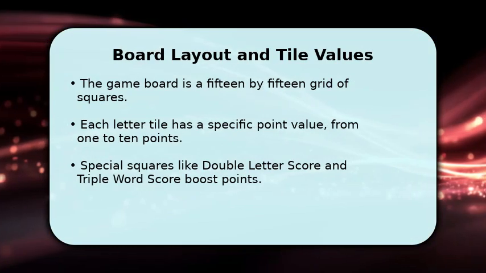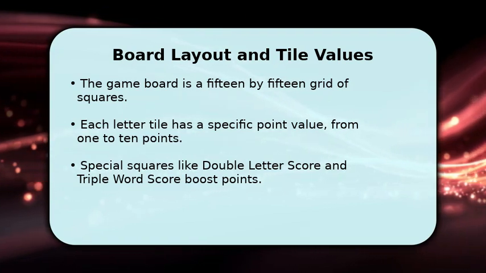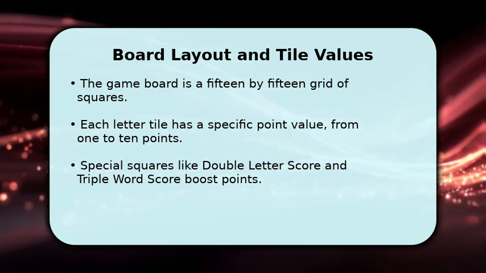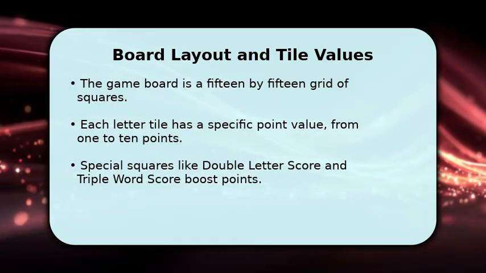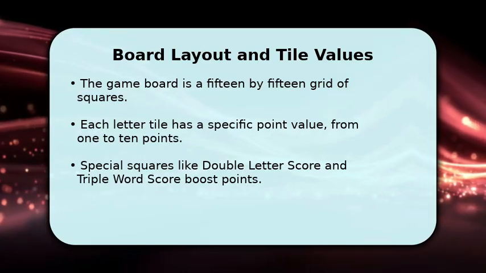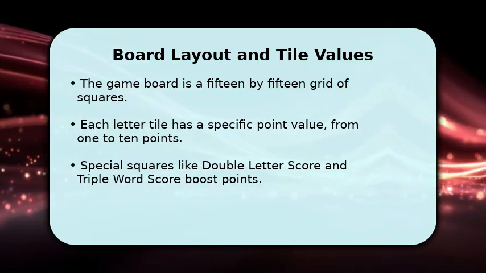The Scrabble Go board is a 15 by 15 grid, where you'll place your words. Each letter tile carries a specific point value, ranging from 1 point for common letters to 10 points for rarer ones like Q and Z.